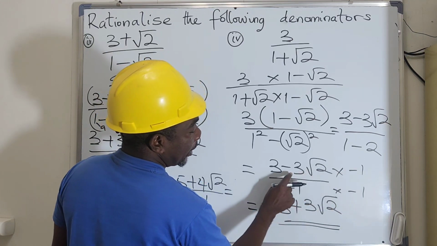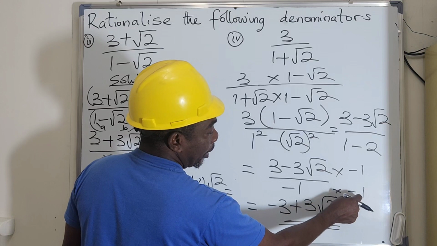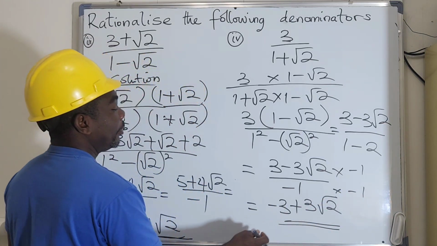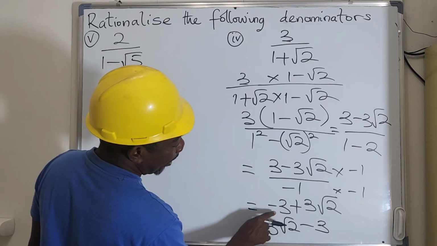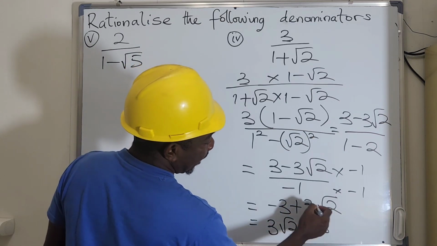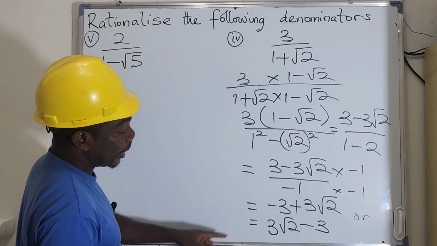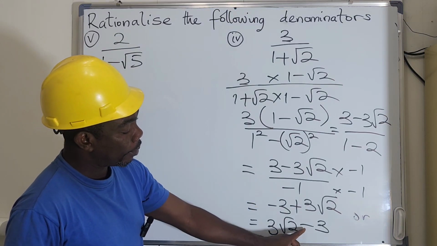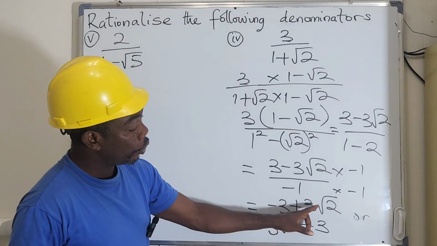Then minus 1 times minus 3 root 2 will give us plus 3 root 2. Then minus 1 times minus 1 gives us 1. So this is why we have this. We are just rearranging this by moving minus 3 to the other side. And it is either this one or this. So it still gives you the answer, because plus 3 root 2 minus 3 is the same thing as minus 3 plus 3 root 2.